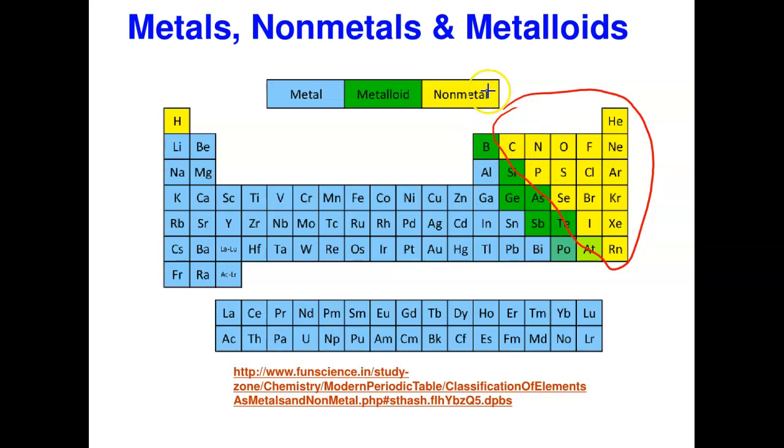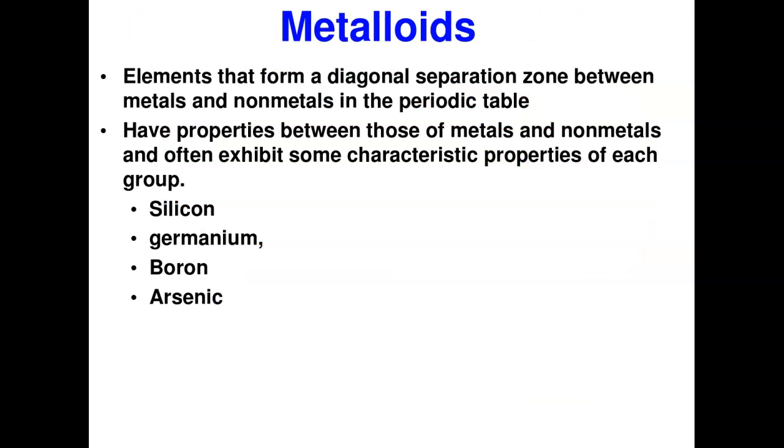Then, if you look at the boundary between the metals and the non-metals, you see a special group of elements that we call the metalloids. They are called the metalloids because they share properties of both the metals and the non-metals. So they are in between. Depending on the condition, they can behave as a metal or a non-metal.